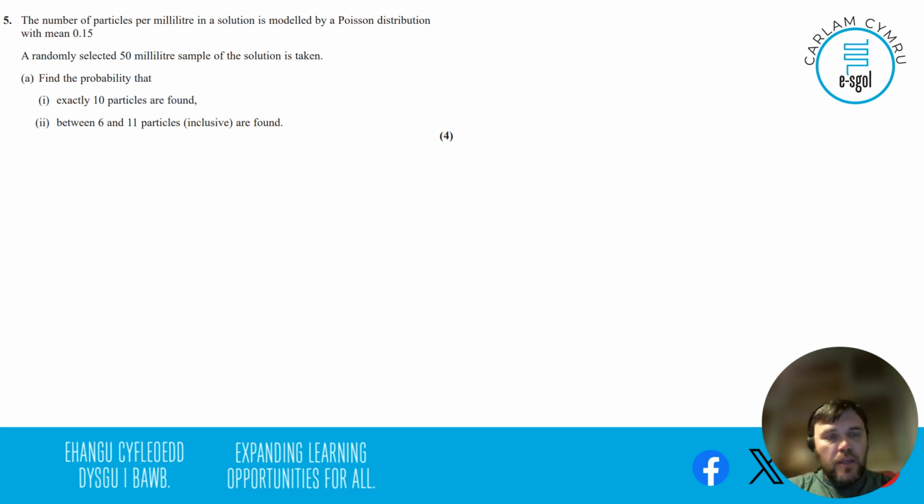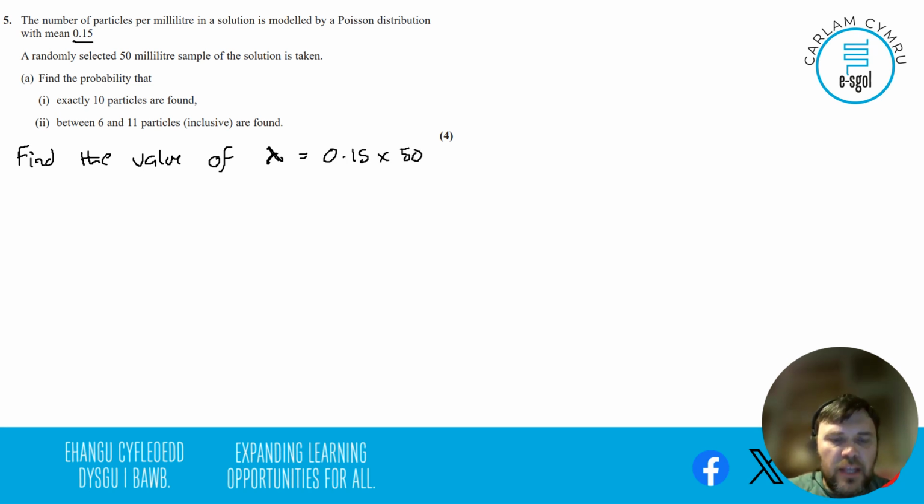So here it is part 4. Here we need to find the value of lambda before we can start. It is 0.15 per milliliter. We have 50 of them, so we do 0.15 times 50, which gives us 7.5. So now we can say that X belongs to the Poisson at 7.5. And then we just go about our business to work out the question.